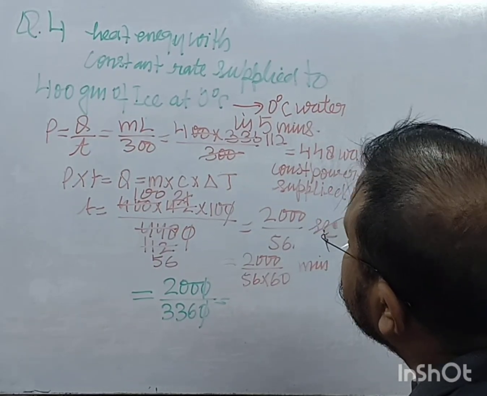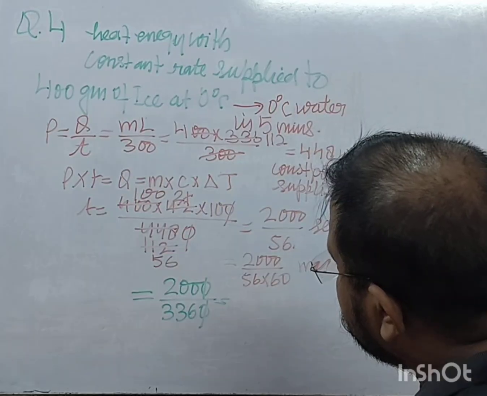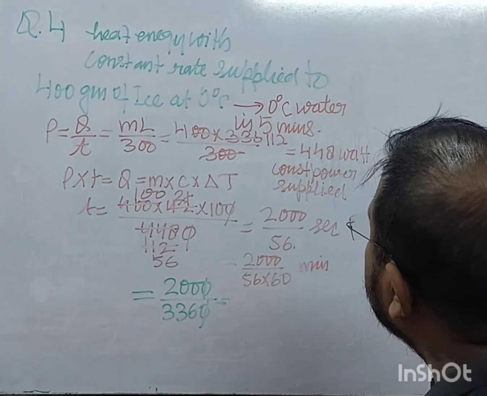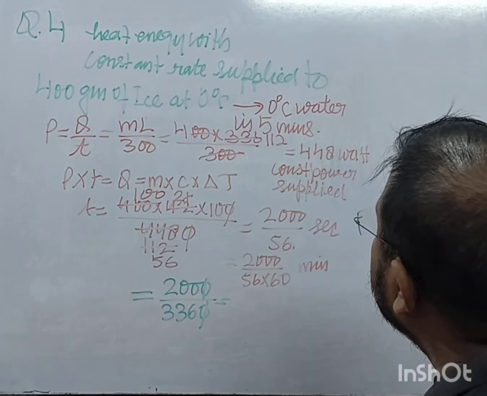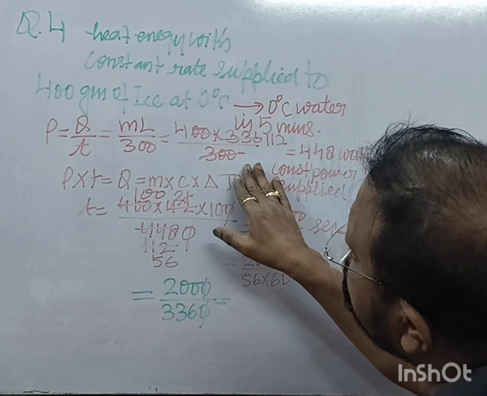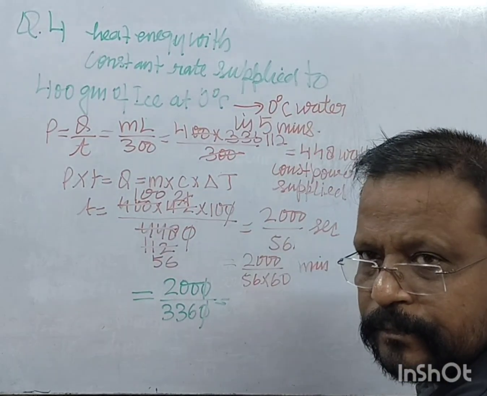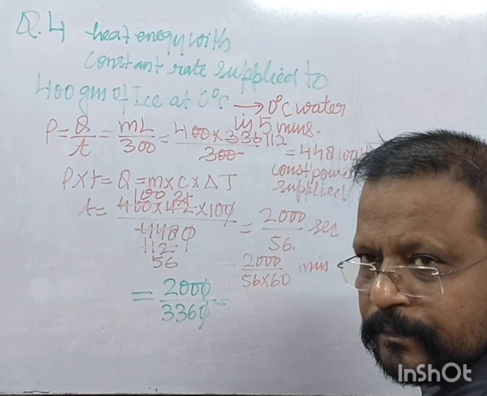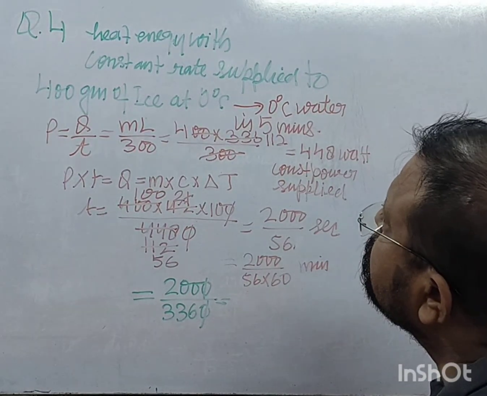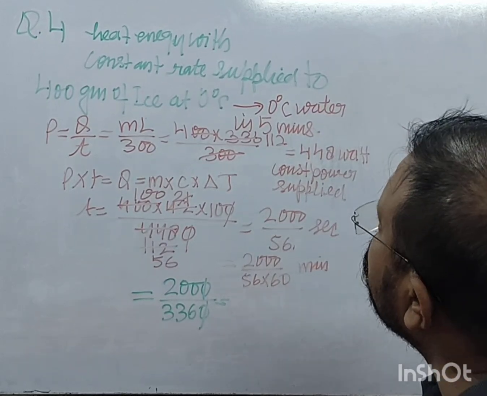थर्टीन लाख, 4,400, क्या? पावर. 400 into 336, 400 into 336 अपॉन 300 भी तो होगा. Q is equal to ml. नहीं, कांस्टेंट पावर सप्लाई हो रही है ना, तो पावर भी तो हमको निकालनी है ना.